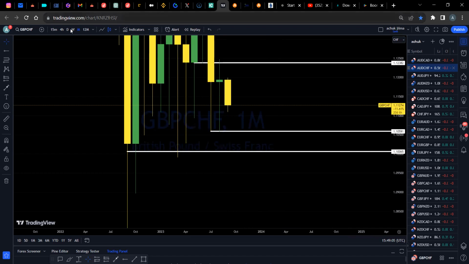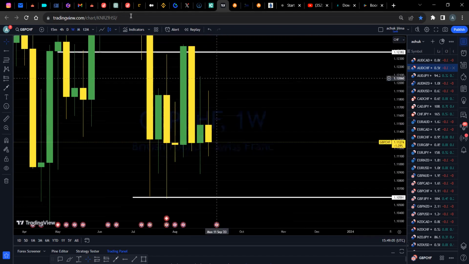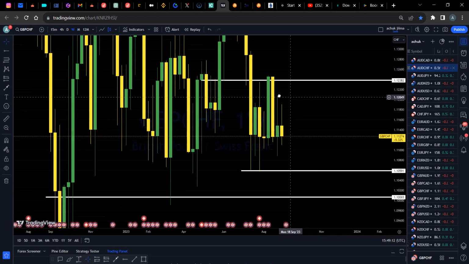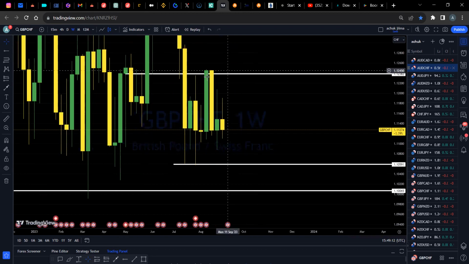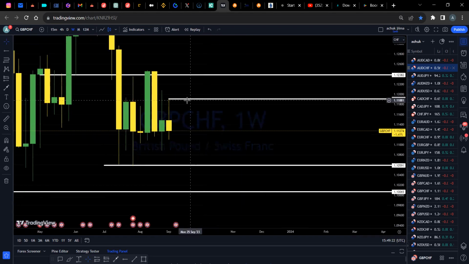So right now, coming into the weekly, let's see how the week closed. So this was our area in which price has been, which is now acting as our area of resistance. But don't forget, this is our weekly high. So will this weekly high remain as a resistance in case price pushes up to this region?